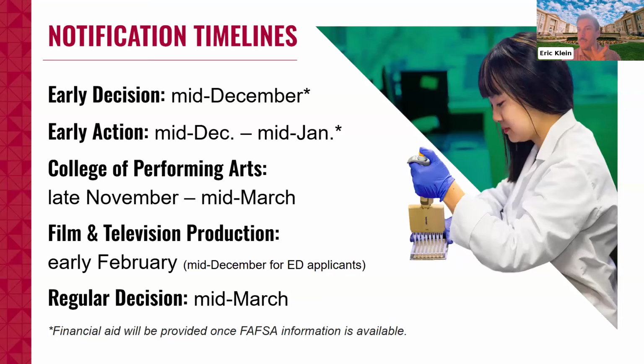The deposit deadline is much shorter. That happens in January, and I'll talk about those dates as well. So because of that shorter time frame, we do guarantee that those early decision film and television production students still receive their admission decision by mid-December.